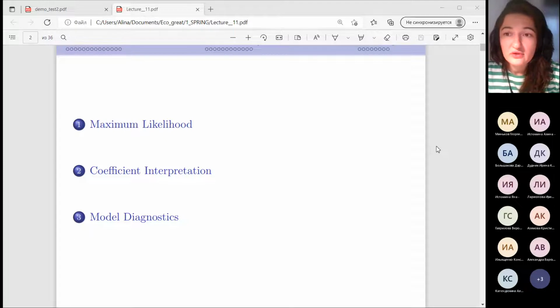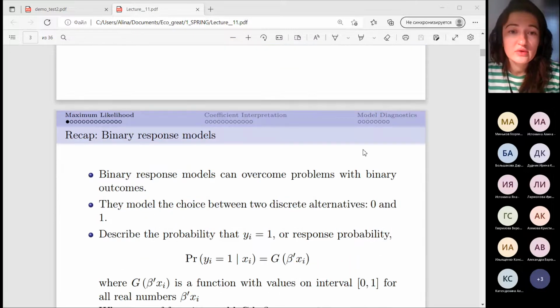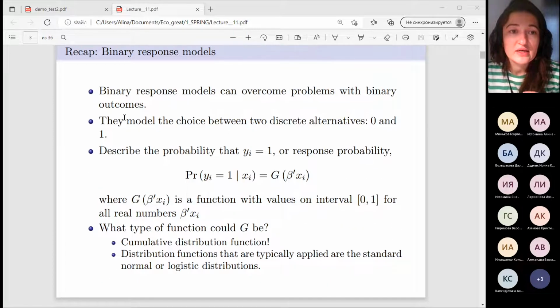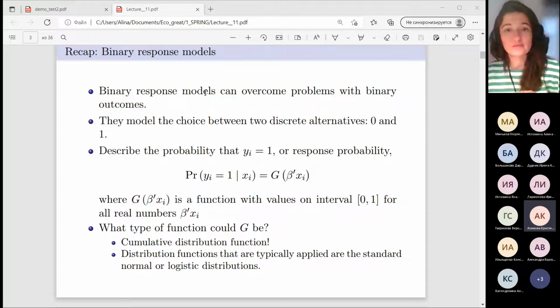So today we have to learn and review the intuition behind the maximum likelihood method. We discussed previous time that when we use binary response models, such as logit or probit models, we can overcome problems with binary outcomes that we could face when we still want to use the ordinary least squares method for some reasons. I don't know the reasons.